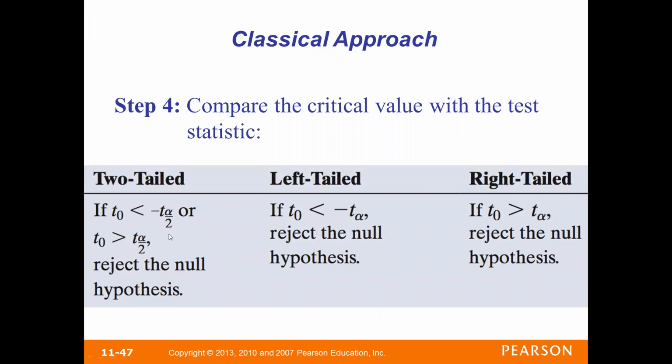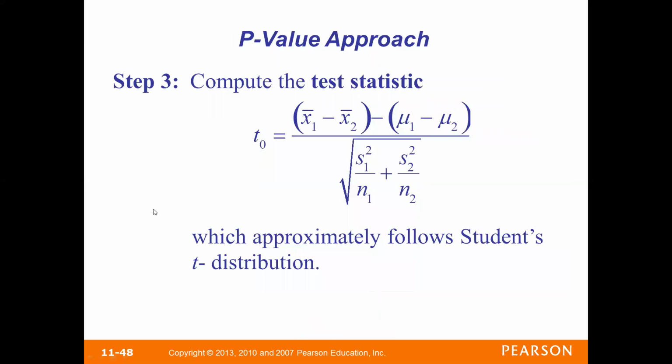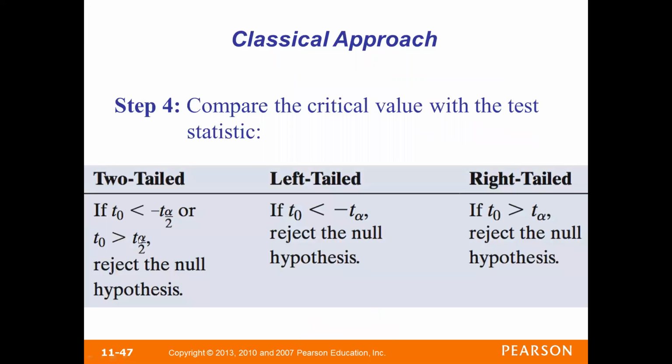We'll reject the null hypothesis in a two-tailed test if we either move too far to the left or too far to the right. In a left-tailed test, we will reject the null hypothesis if the test statistic that we've calculated is too far to the left. In a right-tailed test, we will reject the null hypothesis if the test statistic we calculated is too far to the right.